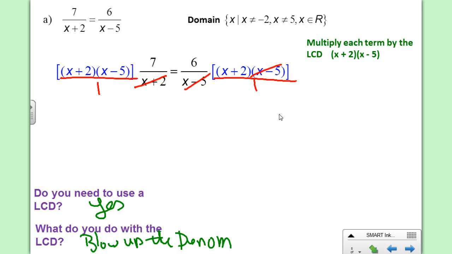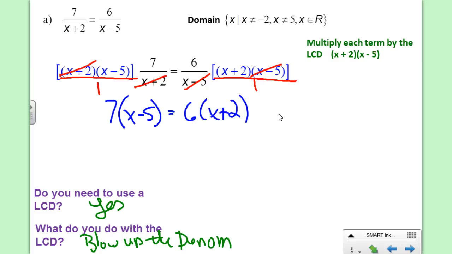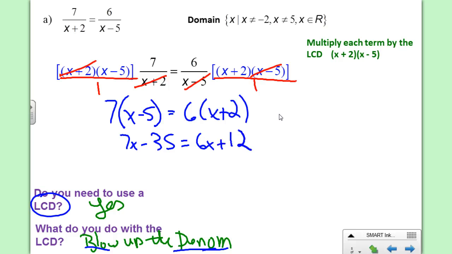What about on this side? Boom, x plus 2 is gone. Why is that such a good thing? It's such a good thing because now you have a grade 9 equation. You are left with 7 times x minus 5 is equal to 6 times x plus 2. Oh my goodness, what did we do? We used our lowest common denominator to blow up the denominators. We multiply each term by the lowest common denominator, and now I've got a really simple equation, 7x minus 35 equals 6x plus 12.